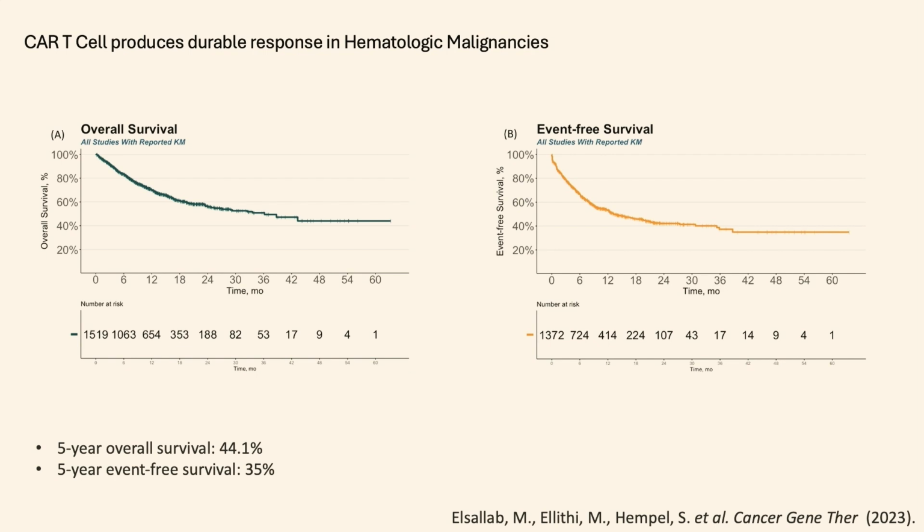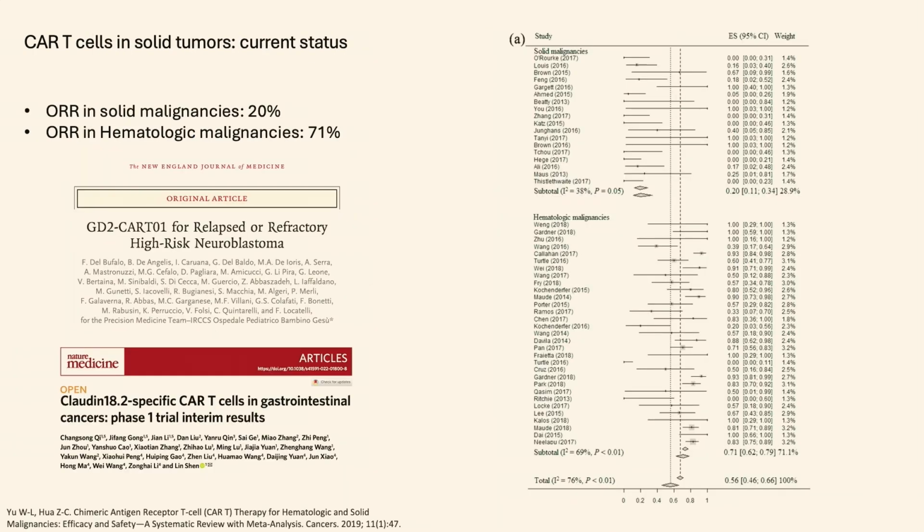But when we look at this picture in the context of solid tumors, we don't see similar outcomes. The overall response rate in solid malignancies is around 20%, and this is from another meta-analysis that looked into the solid and hematologic malignancies, while in the same meta-analysis, the overall response rate in heme malignancy was 71%. This does not mean that there's no silver lining. The two papers that I am highlighting here showed some positive results for CAR T cells in neuroblastoma and also in gastrointestinal cancers.